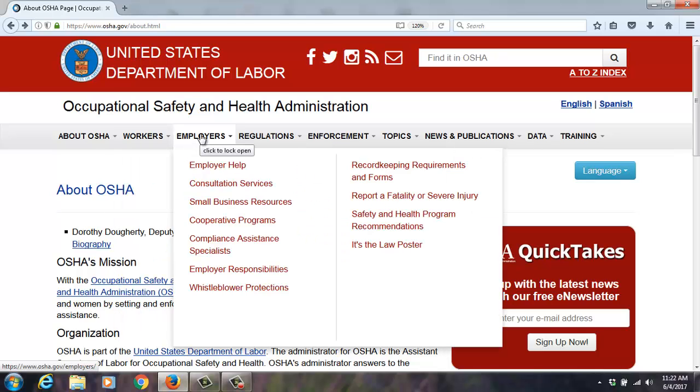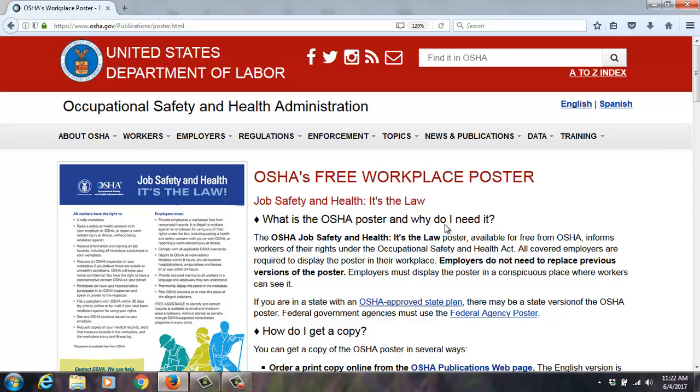Here's the section for employers: employer help, consultation services, small business resources, all kinds of great information for an employer. Information on the record keeping changes, how to report when you have a fatality or severe injury. Safety and health program recommendations, which is great. And then the poster. This is required.